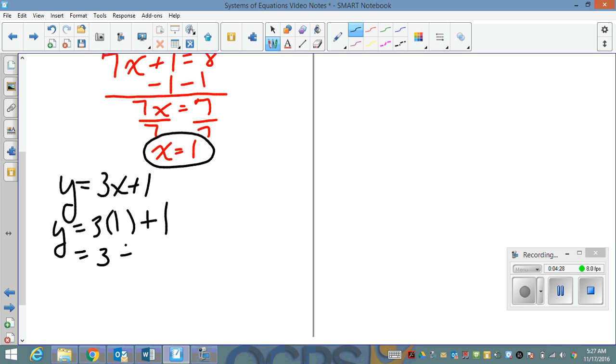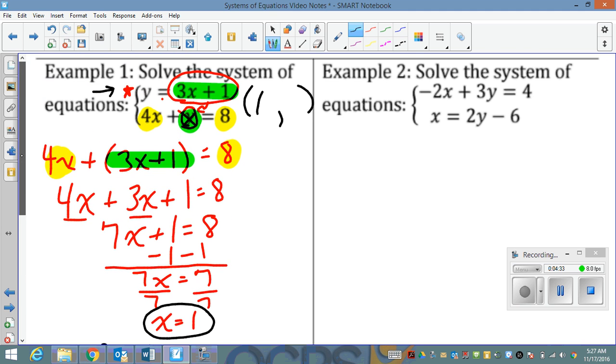Do my arithmetic. And I get y equals 4. So my solution there, x is 1, y is 4. Now we can do a quick check. I'm going to do it over here. Don't write it over there on your paper because you can't erase like I can.